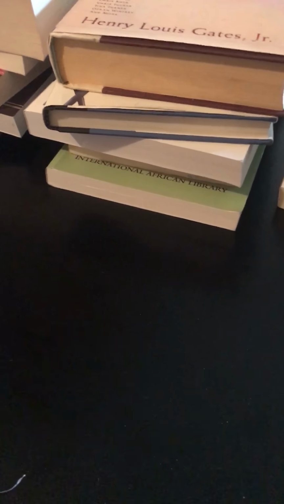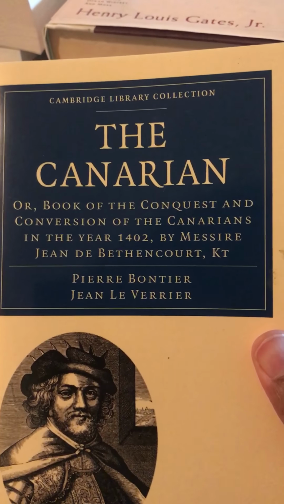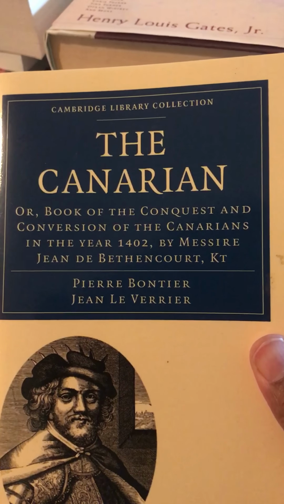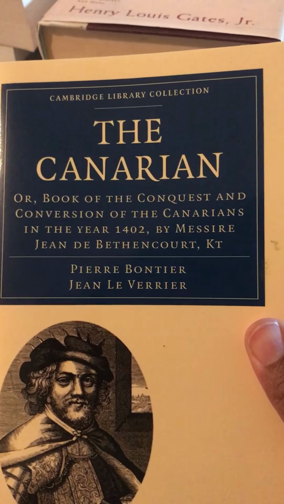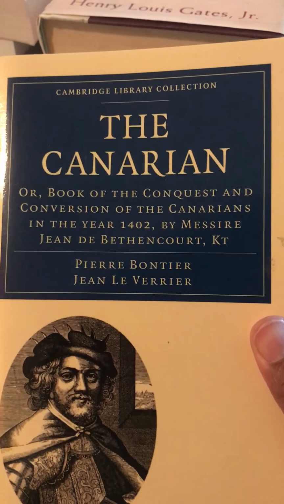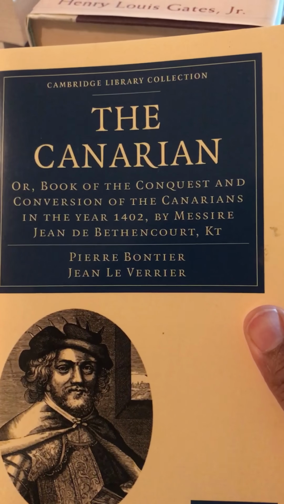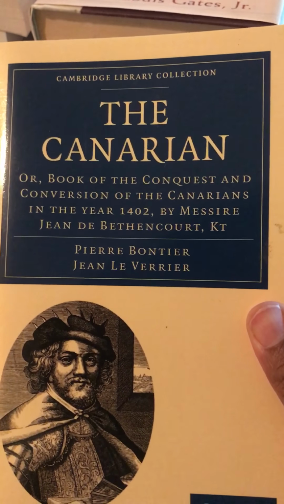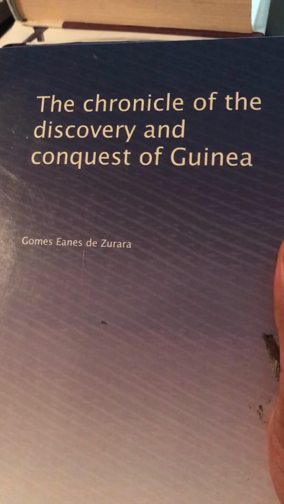Okay. The Canarian, or Book of the Conquest and Conversion of the Canarians in the year 1402. Now this book is very important because it gives you some information on the very earliest Portuguese contacts along the Guinea coast. Okay, the Chronicle of the Discovery and Conquest of Guinea, which is basically a companion to The Canarian. And we're winding it down.